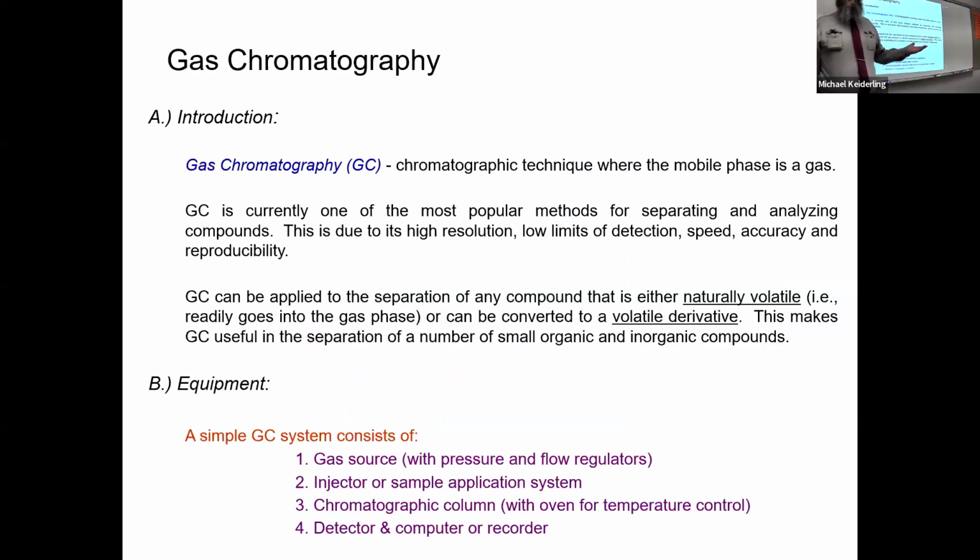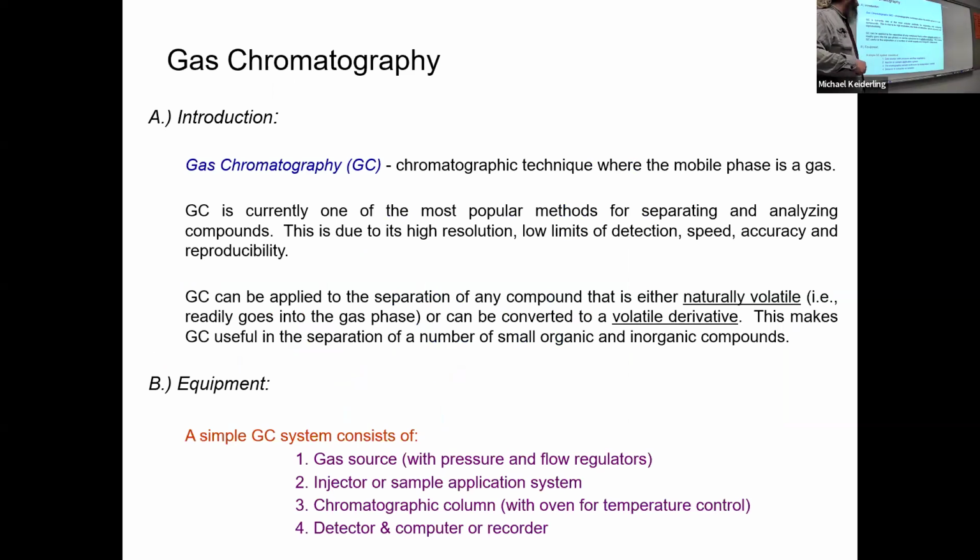Gas chromatography is a chromatographic technique where the mobile phase is a gas. It's popular. It can be applied to any compound that's naturally volatile, or that can be converted into a volatile derivative. So it's good for small organic and inorganic solids.